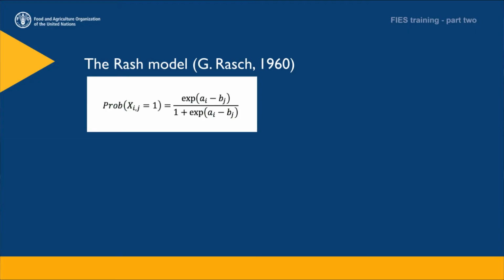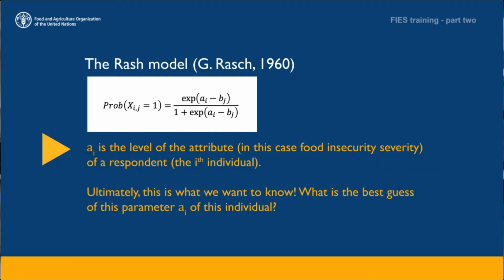The expression that you see on the screen now is just the simple logistic function whose argument is a difference between two parameters. These parameters are labeled A and B. And then there are indexes that refer to the number of different subjects or items. So A_i is the level of the attribute that I want to measure that is manifested by the ith individual. So eventually, this is our measures. This is what we are after. We want to learn what is the best guess, estimate of this parameter A_i.